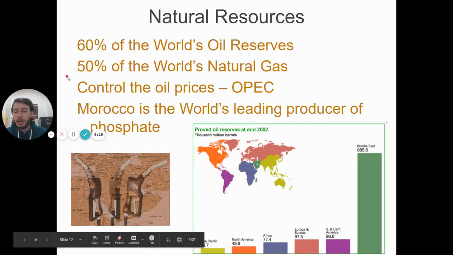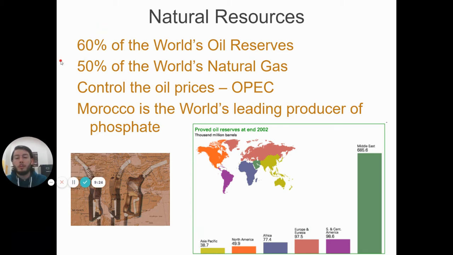And then natural resources, they have 60% of the world's oil reserves. So 60% of the reserve oil. So that means oil that they're not using for anything. 60% is in the Middle East. 50% of the world's natural gas comes from the Middle East, and they have control over oil prices because the countries in the Middle East formed a union called the Organization of Petroleum Exporting Countries. That's what OPEC stands for, Organization of Petroleum Exporting Countries. Might want to remember that one. Wink, wink.